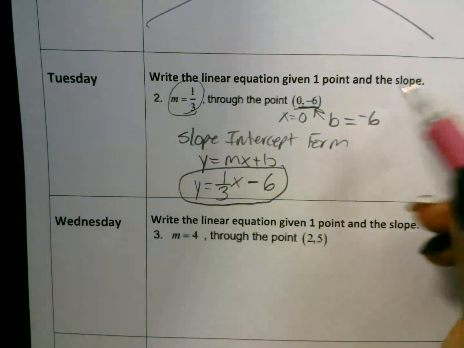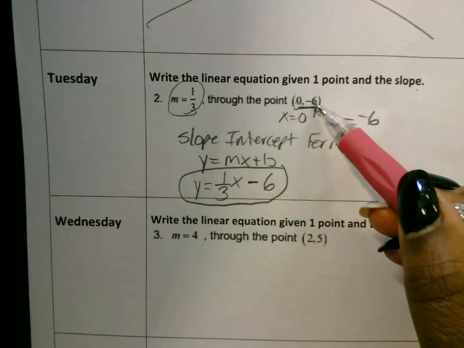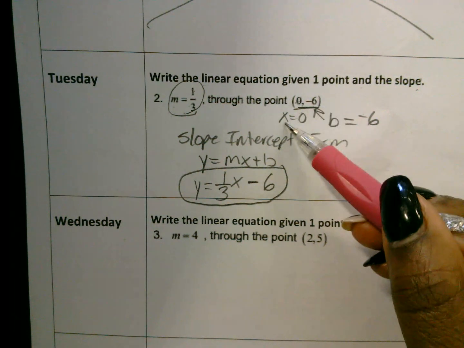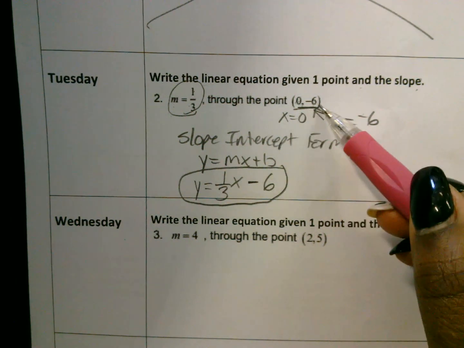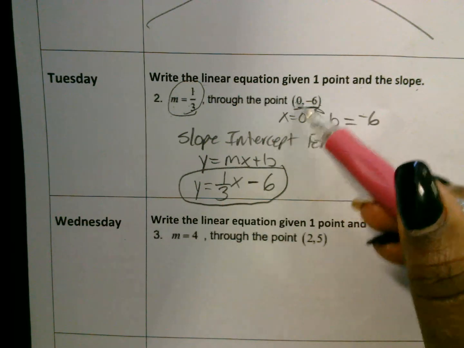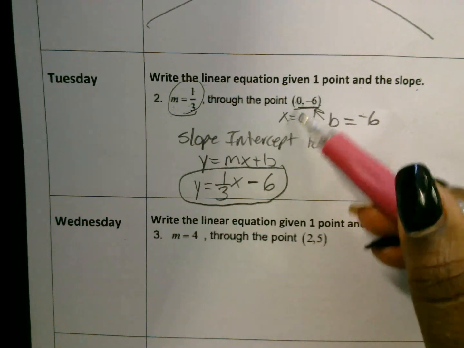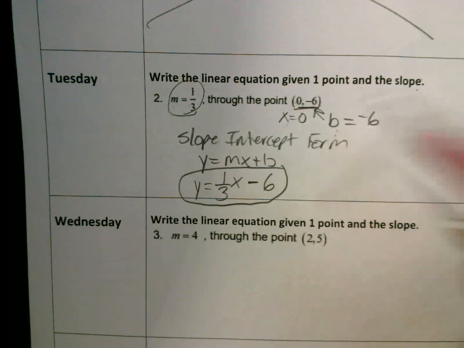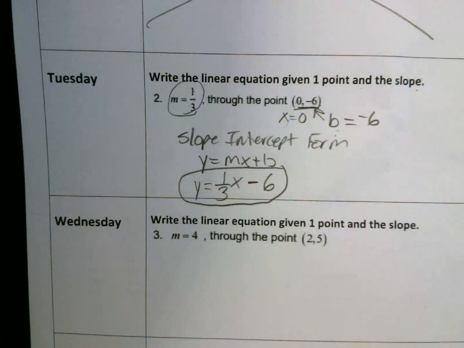The only reason why we didn't have to find b was that it was already given, because b is going to be the y value wherever x is equal to 0. If x wasn't equal to 0, then this wouldn't be b. You'd have to find b. But in this problem, b is given.